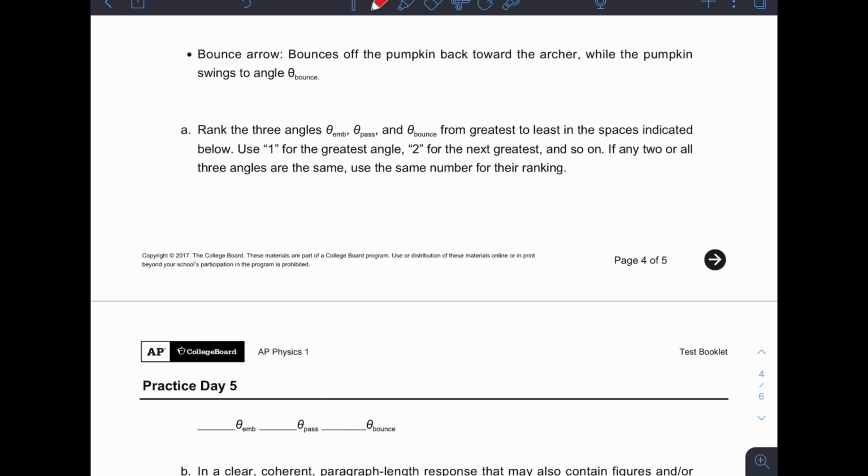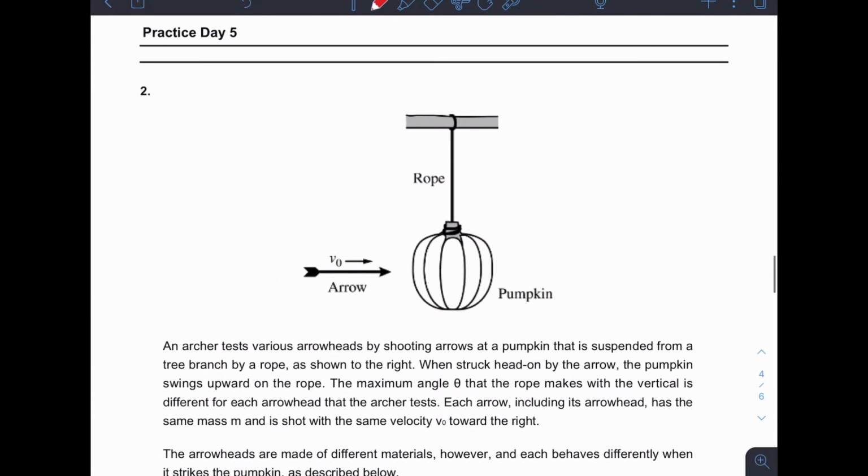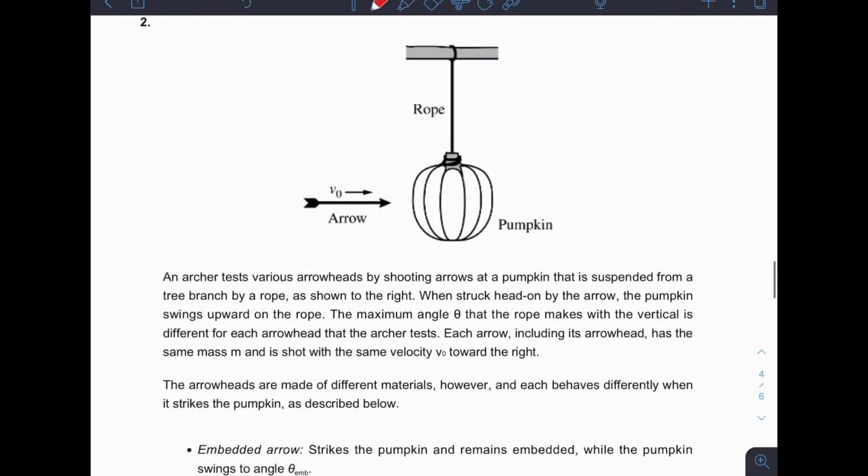What we need to compare is what's going on in each of these situations. So if that pumpkin is hit by the arrow and the arrow sticks in, then the combined mass of the pumpkin and arrow have to have the same momentum that the arrow initially did, which means that the velocity is going to go way down and it's going to swing up, but it's a combined mass, so it's going to have a lot less height than some other situations.